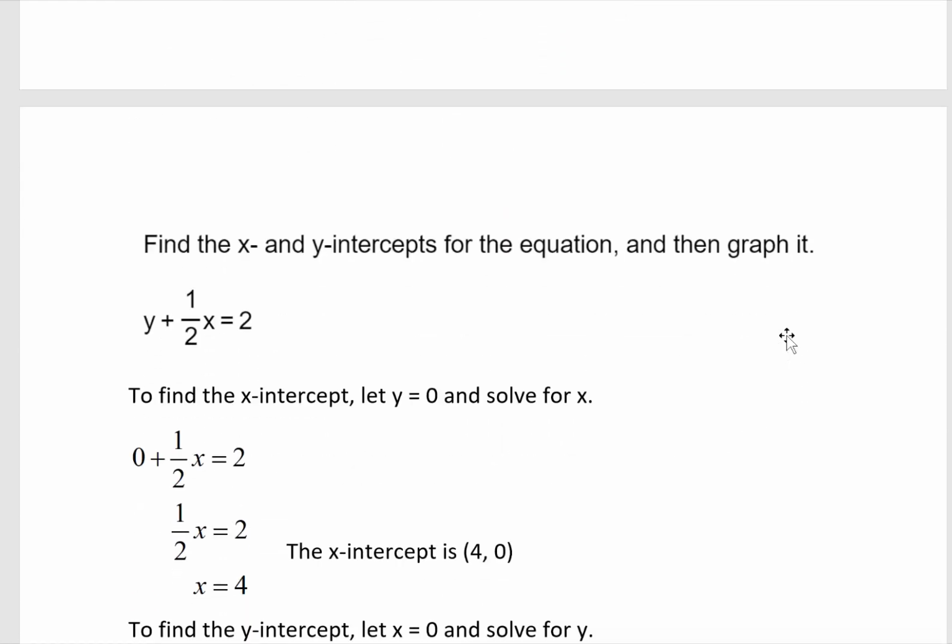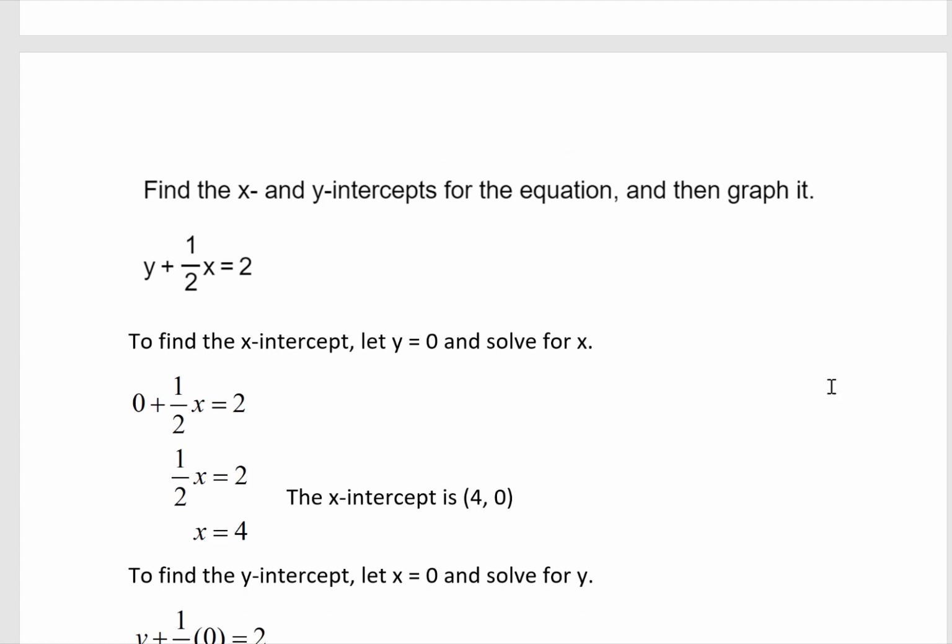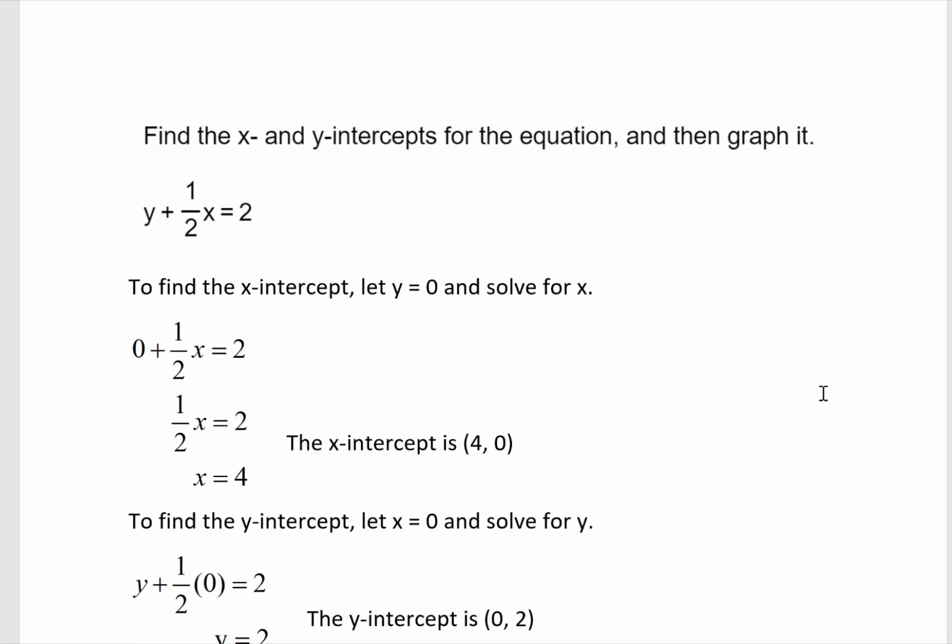Find the x and y intercepts for the equation and then graph it. The equation is y equals 1/2 x plus 2. This equation is in standard form, which is a nice form for solving for intercepts. So to find the x-intercept, we'll let y equal 0 and solve for x. So I let y equals 0, and I have 0 plus 1/2 x equals 2.